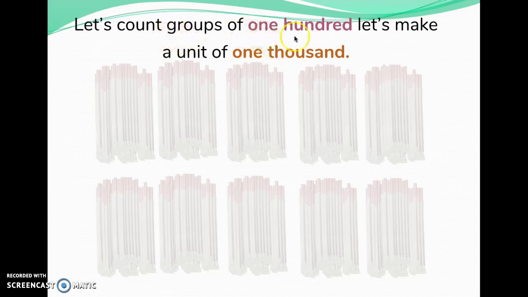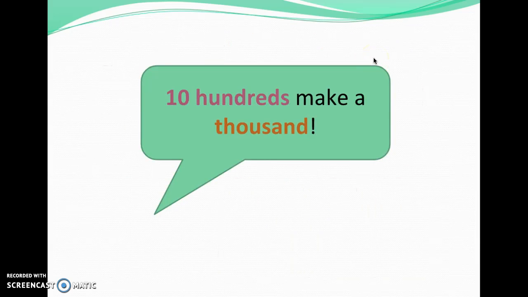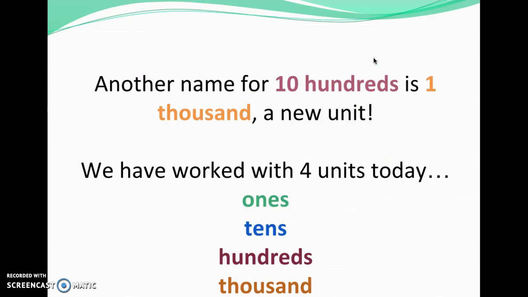So let's count the groups of 100 to make our unit of 1,000. So like I said, in each of these groups there is 100. So let's count them. 100, 200, 300, 400, 500, 600, 700, 800, 900, 1,000. We have 1, 2, 3, 4, 5, 6, 7, 8, 9, 10. 10 hundreds put together to make 1,000. 10 hundreds make 1,000. You can say that a couple times in your head to help you remember.